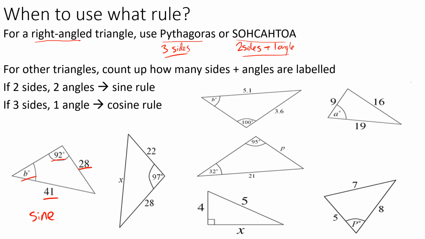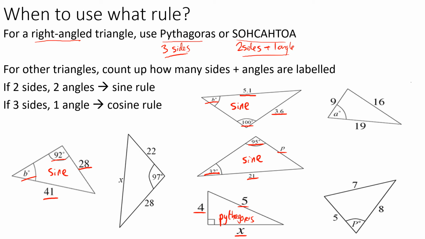This one has 2 sides and 2 angles, so this would be a sine rule where we're trying to find the angle. And is there another one? Yeah, the one directly underneath it as well. 2 angles, 2 sides. We want to use the sine rule there. What about the other ones? Well, there is one right angle triangle, which is here at the bottom. We've got 4, 5 and x. We've got 3 sides labelled. So according to our little list, that would be a Pythagoras question if we wanted to solve that.